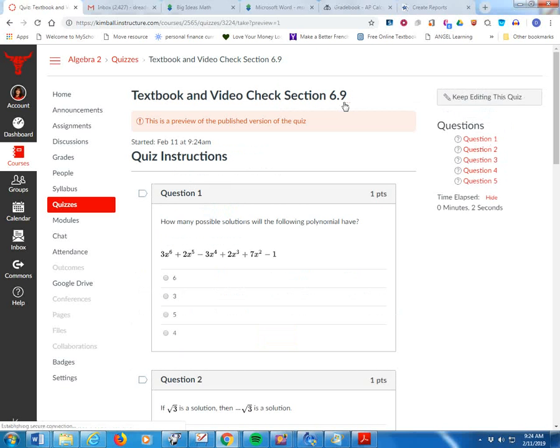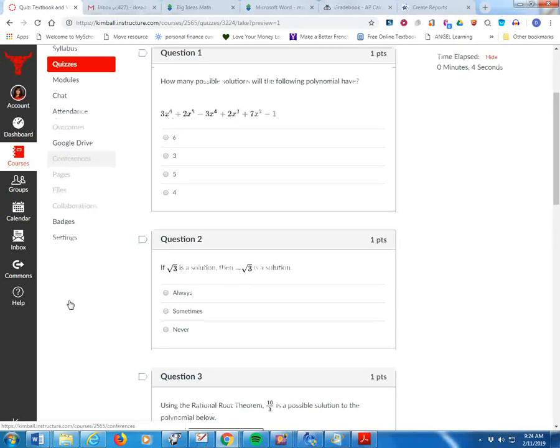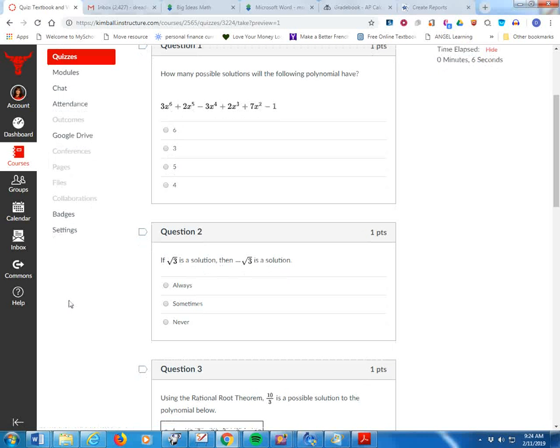Looking at this polynomial, what's the minimum number of solutions you would expect? 6, because the degree is 6. If the square root of 3 is a solution, negative square root of 3 is also a solution. True. They always come in pairs. For it to be the square root of 3, it had to be plus or minus the square root of 3.